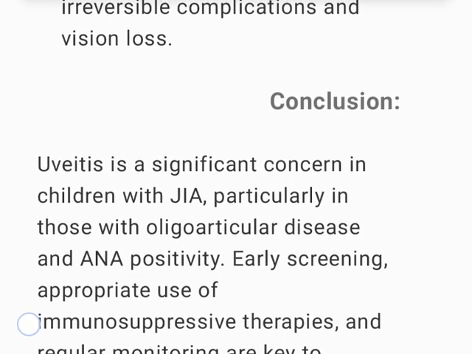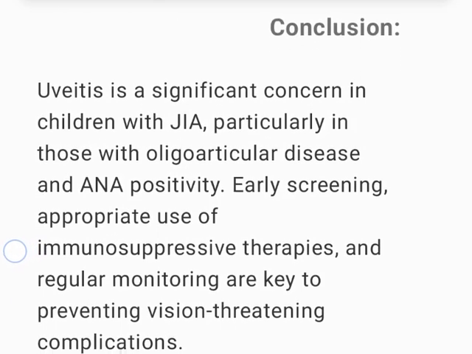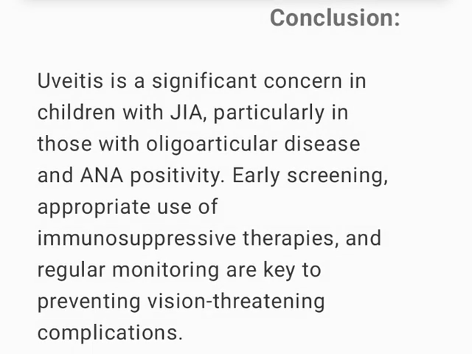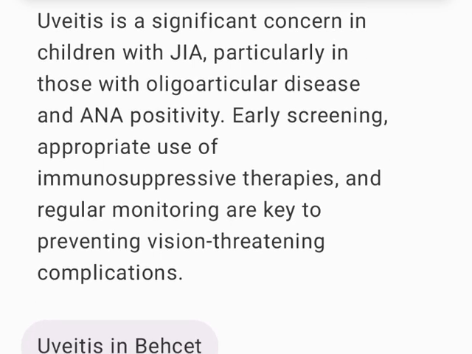Conclusion. Uveitis is a significant concern in children with JIA, particularly in those with oligoarticular disease and ANA positivity. Early screening, appropriate use of immunosuppressive therapies, and regular monitoring are key to preventing vision-threatening complications.